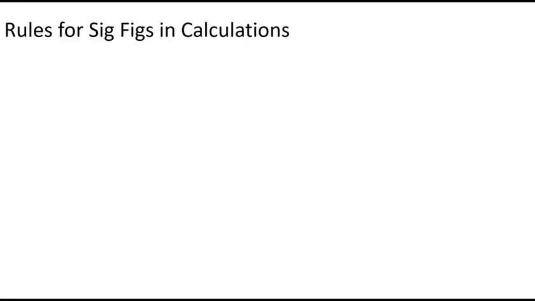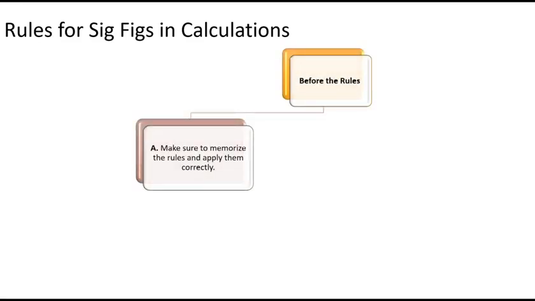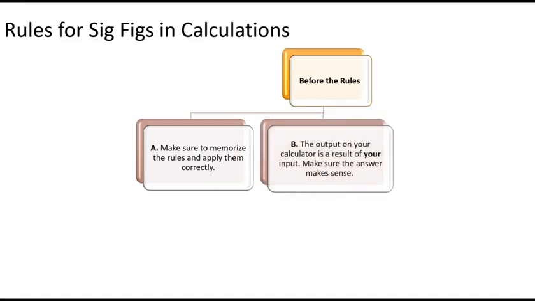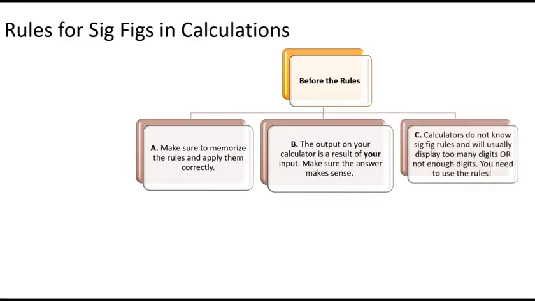If we have calculations, there are different rules for sig figs and calculations. Before the rules though, make sure to memorize the rules and apply them correctly. The output on your calculator is a result of your input. Make sure the answer makes sense. Calculators do not know sig fig rules and will usually display too many digits or not enough digits. You need to use the rules to decide how many sig figs your answer should have at the end and to what decimal place. Let's go ahead and begin with multiplication and division.